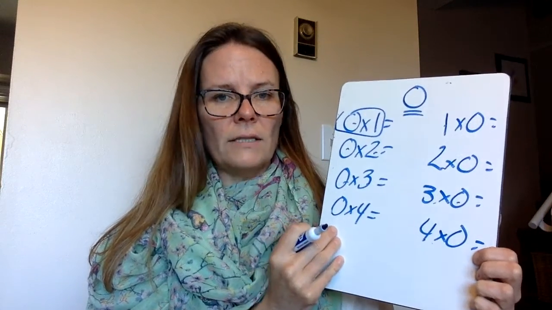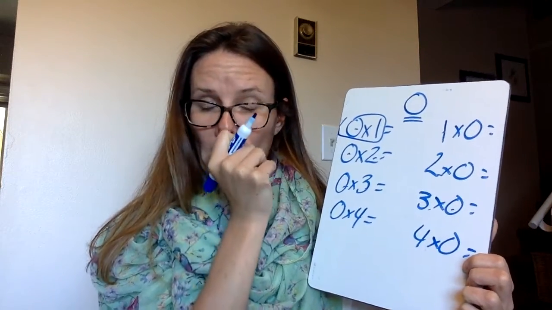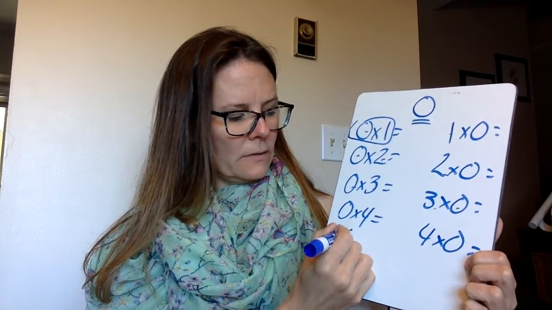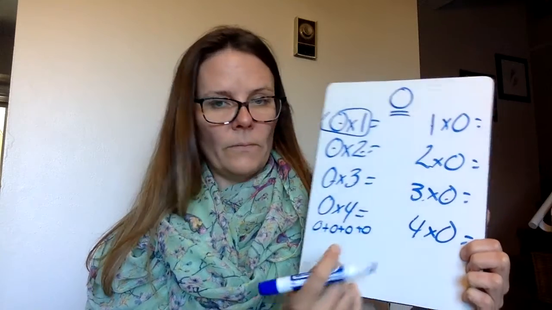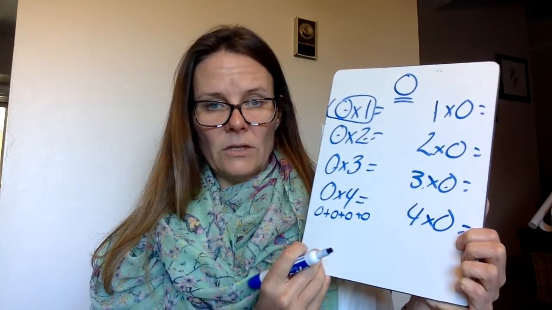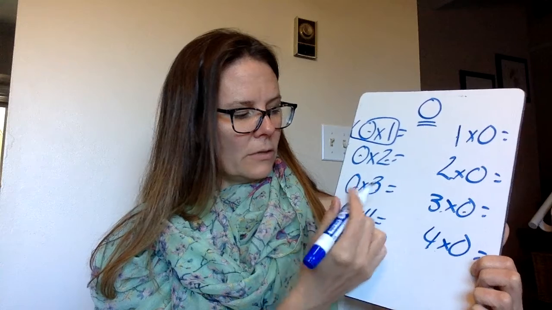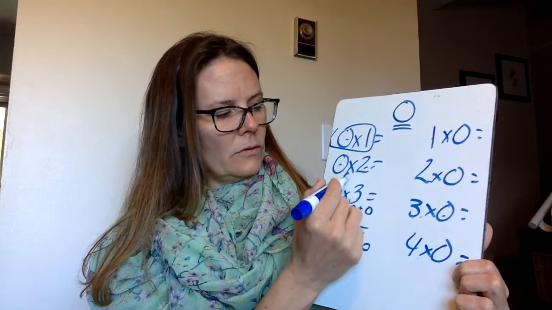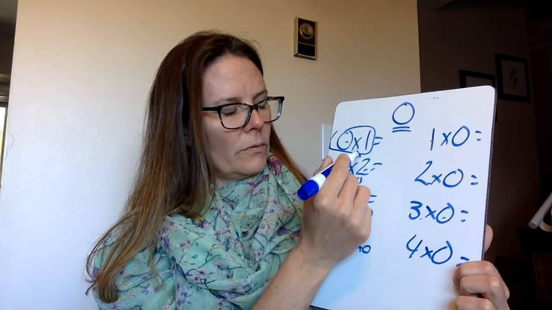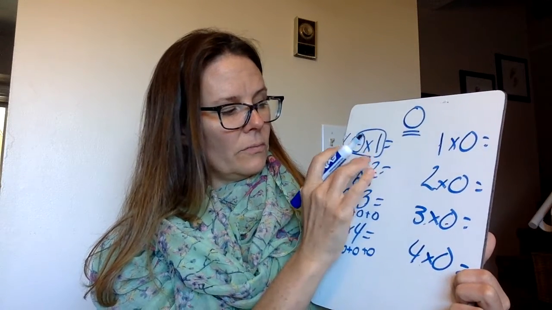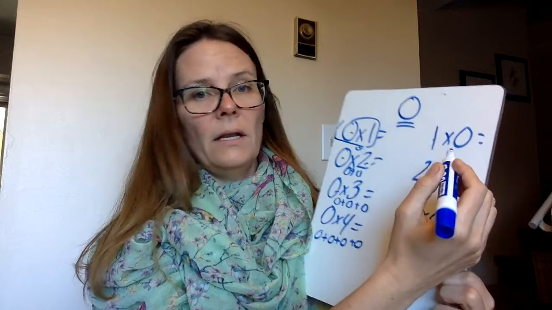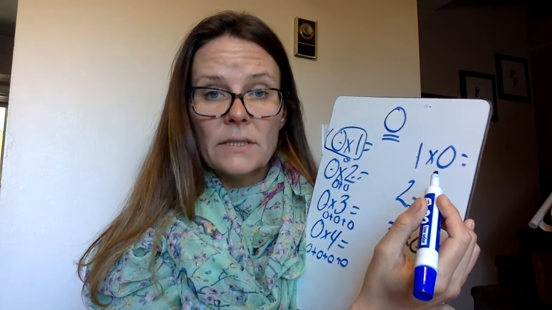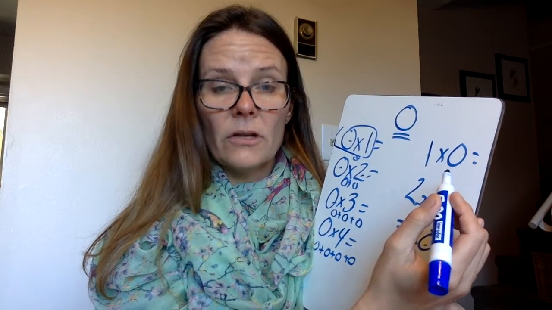If I am going to draw 0 groups of 4, what is that going to look like? Well, it's going to be 0 plus 0 plus 0 plus 0. 0 4 times. What's the answer going to be? 0. If I'm going to draw 0 groups of 3, 0 plus 0 plus 0. 0 groups of 2, 0 plus 0. 0 groups of 1, 0 plus nothing, just 0. One group of 0 is going to be what?